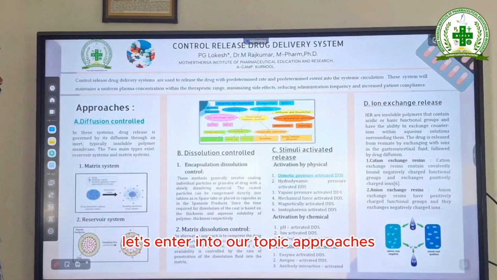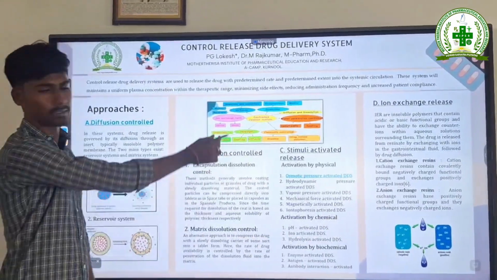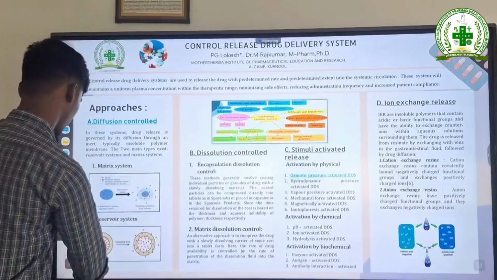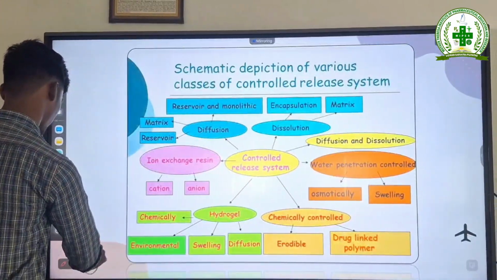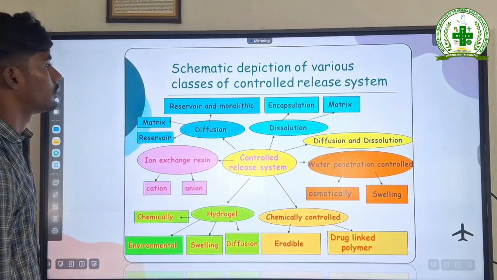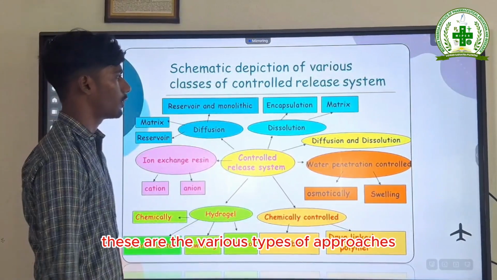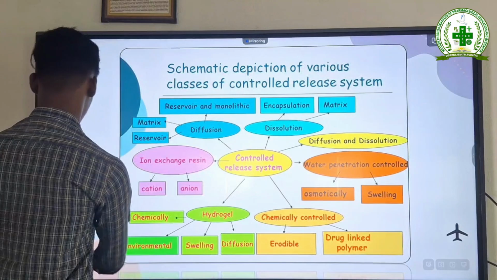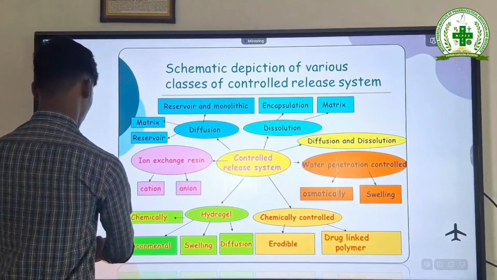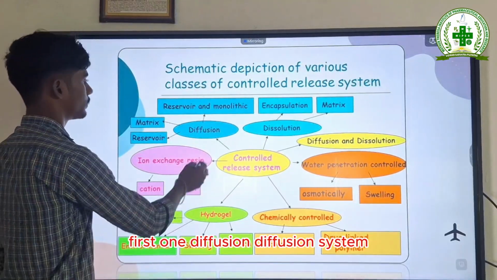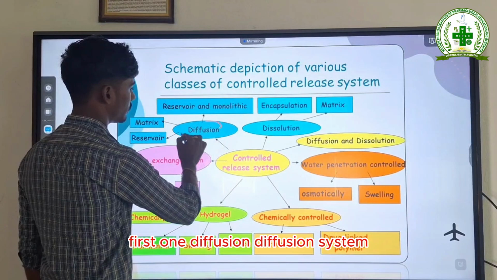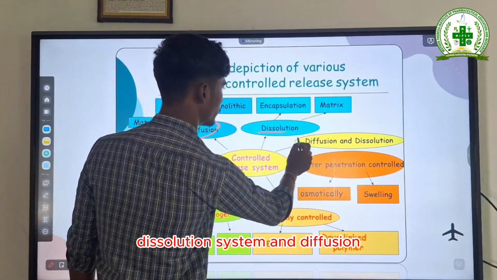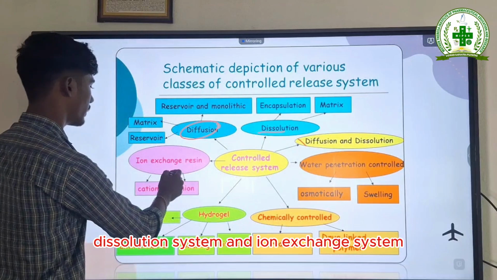Let's enter into our topic, approaches. These are the various types of approaches for the control release drug delivery system. First one, diffusion system, dissolution system, diffusion dissolution system and ion exchange system.